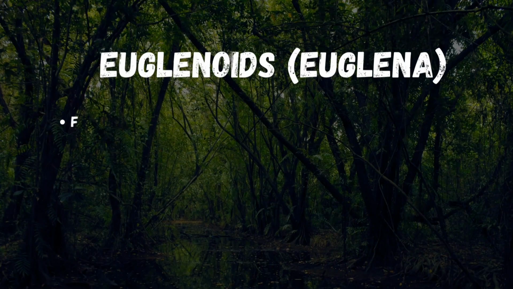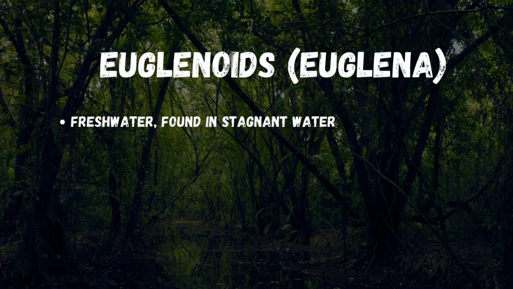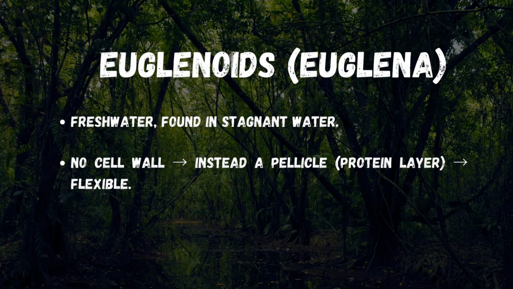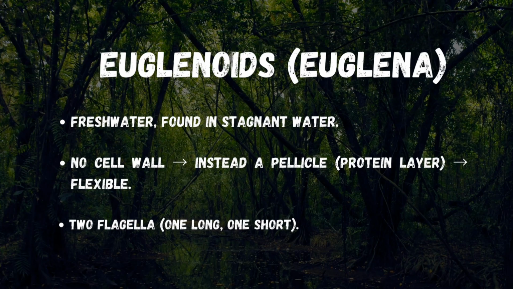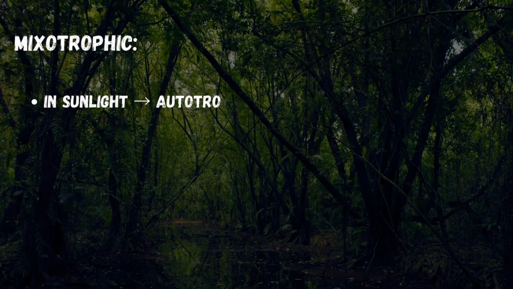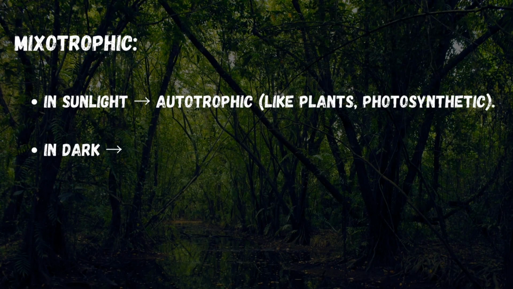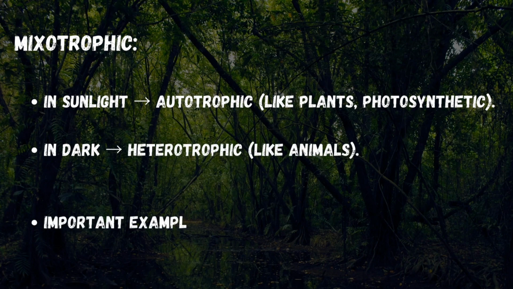Euglenoids. The majority of them are freshwater organisms found in stagnant water. Instead of a cell wall they have a protein-rich layer called pellicle, which makes their body flexible. They have two flagella, one long and one short. They are mixotrophic: autotrophic in the presence of sunlight and heterotrophic in the dark.